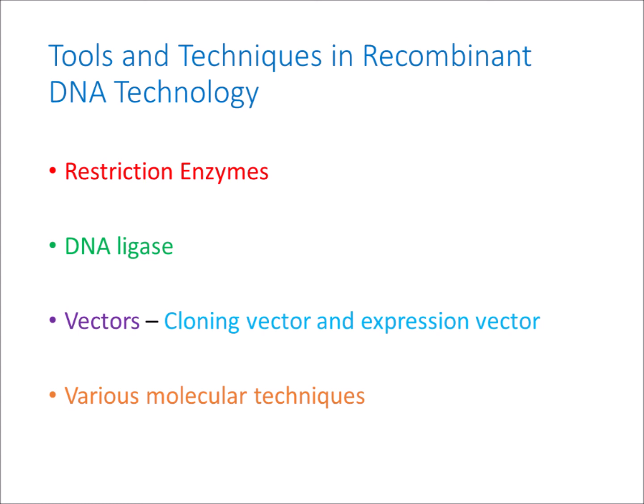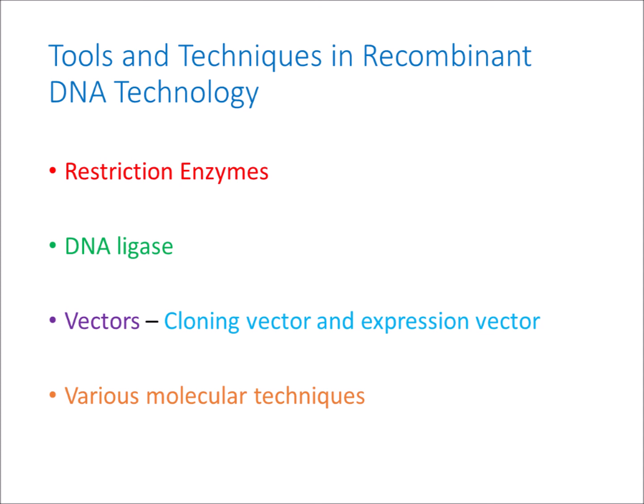A cloning vector is a DNA molecule that carries foreign DNA into a host cell and replicates there, while an expression vector is a plasmid designed for protein expression in various cells. The last tools are various molecular techniques, which include blotting techniques, PCR, and bioinformatics.